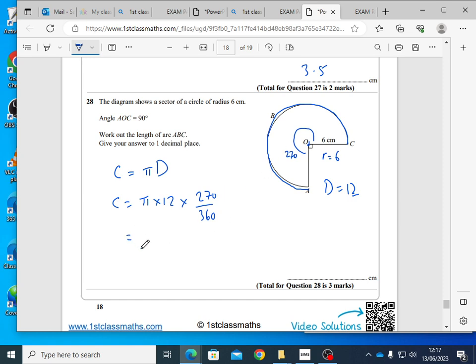But let's have a look at that. I'm just going to do 270 and let the calculator do all the sweating. 270 over 360 times 12 times shift pi. You're going to get 9 pi. If you press SD, you're going to get 28.274 and so on. To one decimal place, 28.3 centimeters.